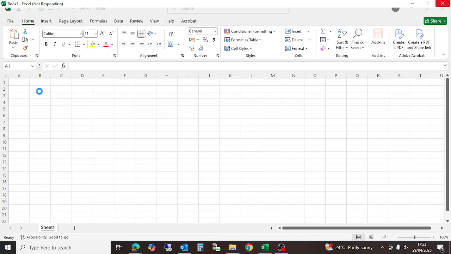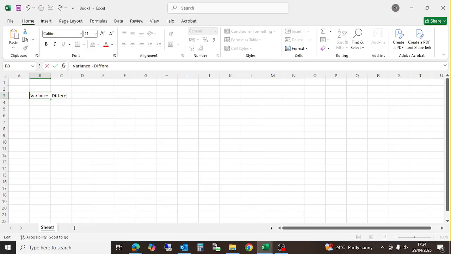We know a variance is a difference, right? A variance is a difference. I'm checking the time to see if we manage to finish this question. I just like typing what I'm doing. Variance, difference. It comes from the word vary. When things vary, it means they are different. So a variance is a difference between the budget and the actual.